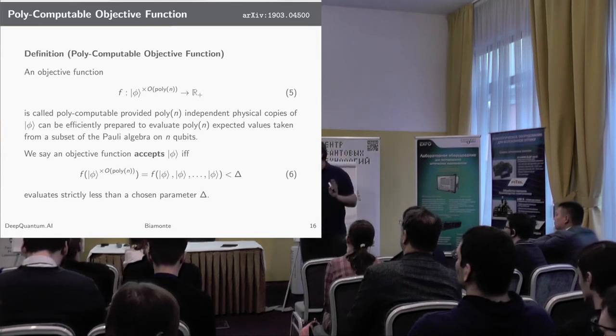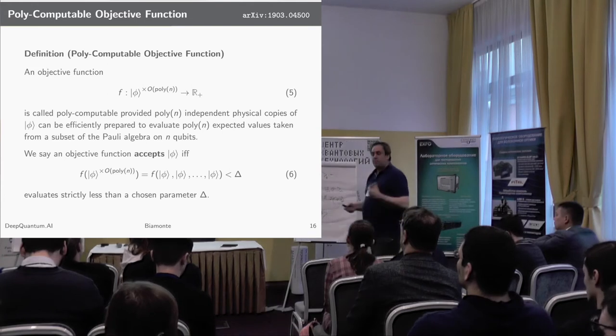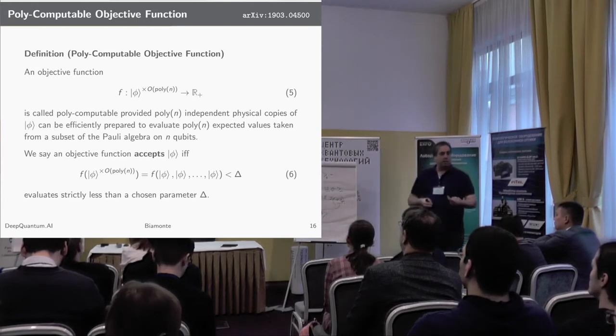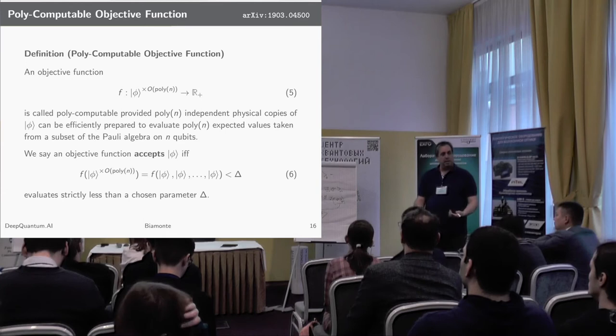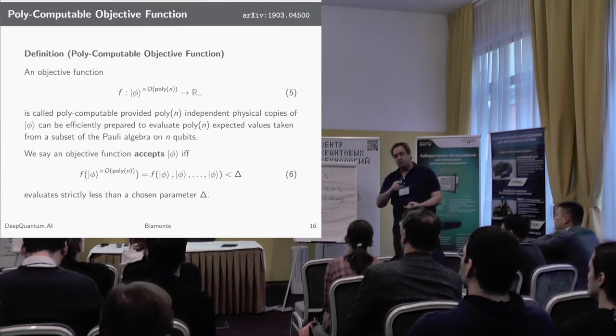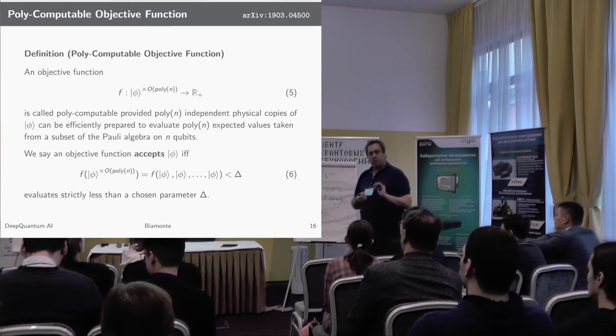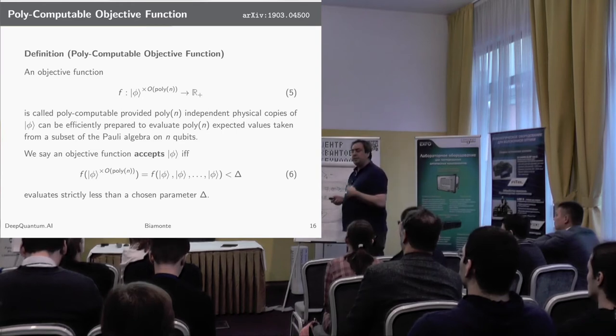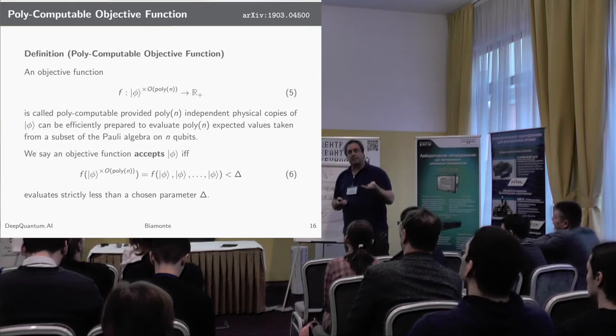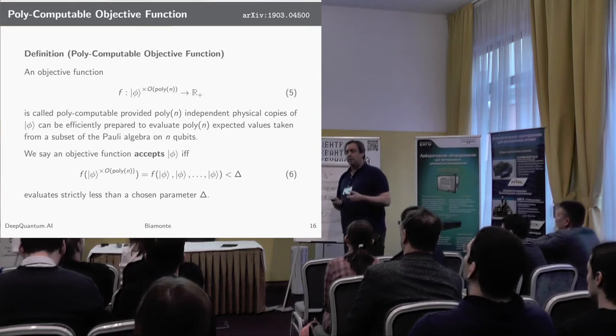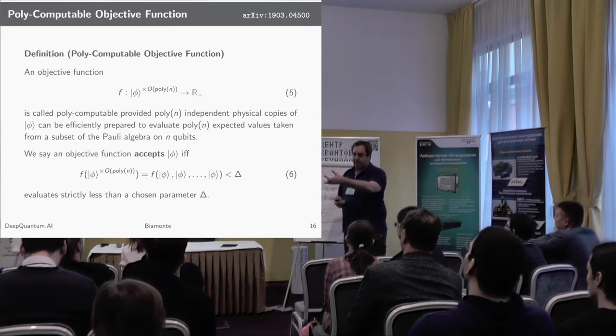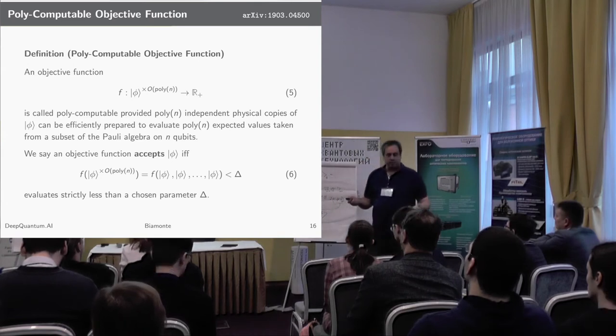Okay? So all that notation means is I prepare the state multiple times. I measure it multiple times. And this interplay between measurement and creating the state is what the quantum programmer is now supposed to work on. And so we say that a quantum state is accepted by an algorithm if you evaluate this Hamiltonian and it has some value that's less than, let's say, a spectral gap. Okay, we just call it accepts.